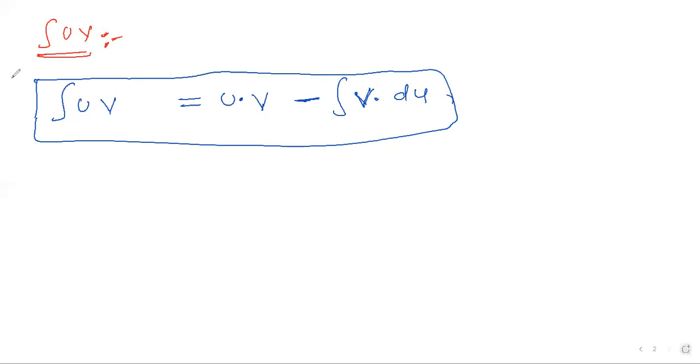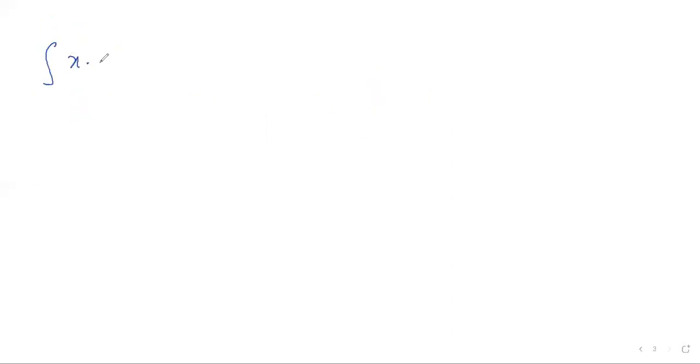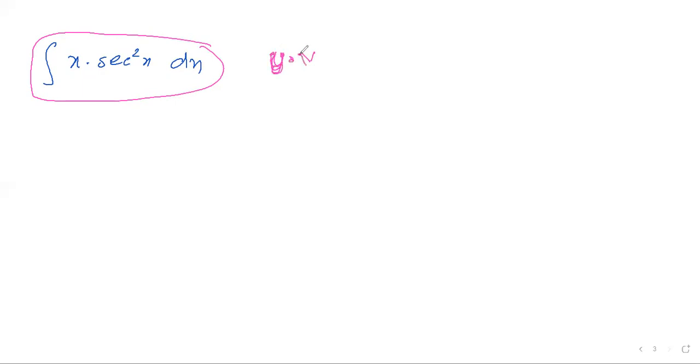For example, I'll take the integration of x into secant square x dx. In this, the entire question you have to split into two parts. One is u, the other one is v. Some colleges explain the UV methodology in one way, but whatever methodology they follow, the answers must be the same. Don't worry, please follow me. It's enough for you. I'll make it a shortcut and explain.